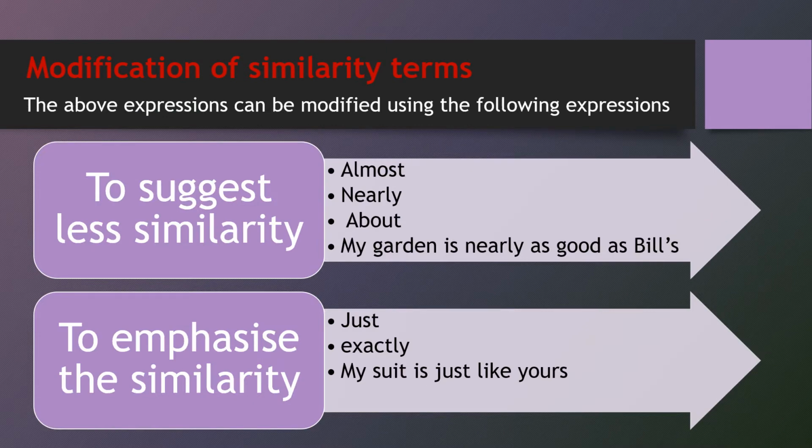Sometimes with similarity, you can modify them with certain expressions in order to show whether you are suggesting less similarity or you are emphasizing your similarity. So you've got two parts. The first one is when you are suggesting less similarity, the modifications that you are using are almost, nearly, about, which means they are not very similar.